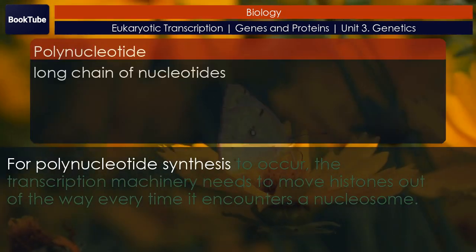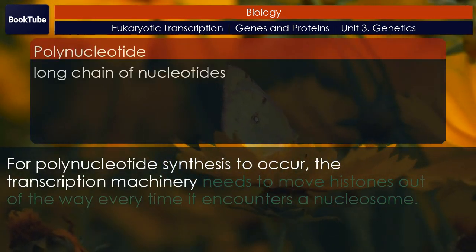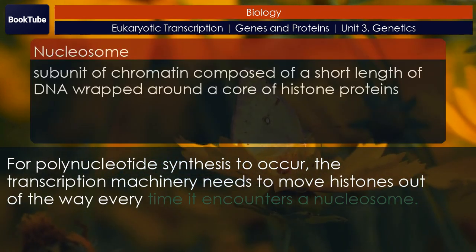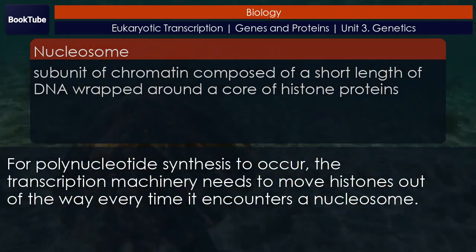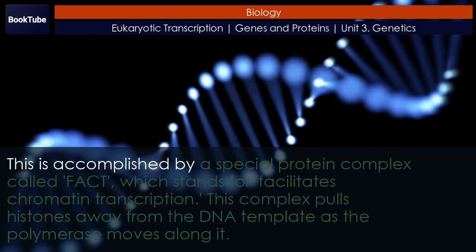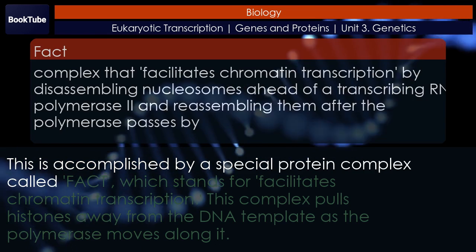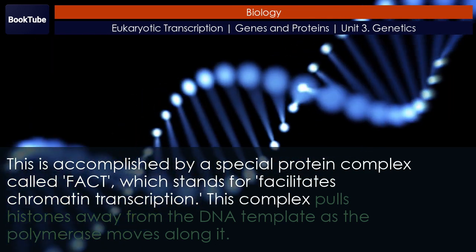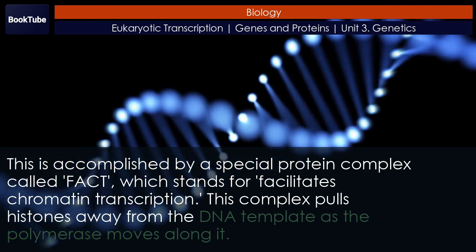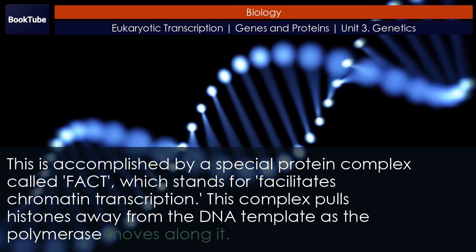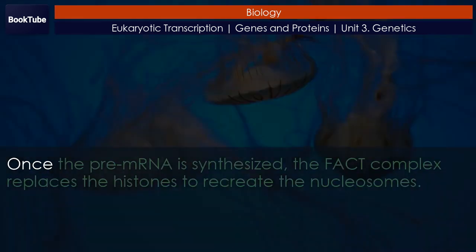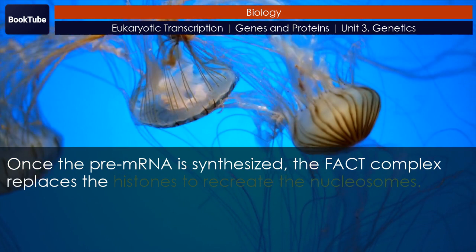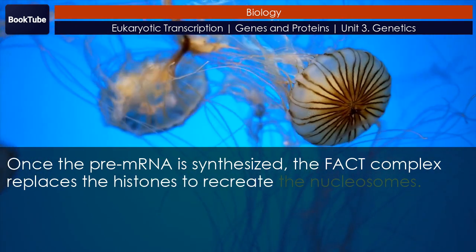For polynucleotide synthesis to occur, the transcription machinery needs to move histones out of the way every time it encounters a nucleosome. This is accomplished by a special protein complex called FACT, which stands for facilitates chromatin transcription. This complex pulls histones away from the DNA template as the polymerase moves along it. Once the pre-mRNA is synthesized, the FACT complex replaces the histones to recreate the nucleosomes.